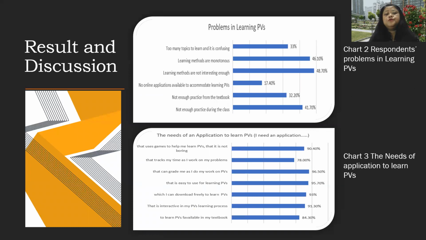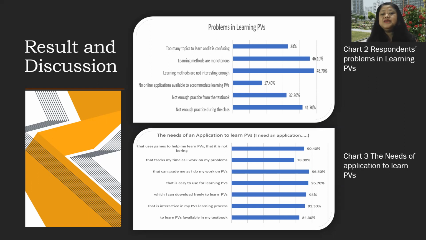So now the next one I'm going to discuss is the problems. To reveal, the first question is: what are the problems faced by the students in learning phrasal verbs? If you take a look at chart 2 especially, there are some problems that they face, but the biggest problem, at 48.70%, is that learning methods are not interesting enough. And the next problem comes at 46.10%.